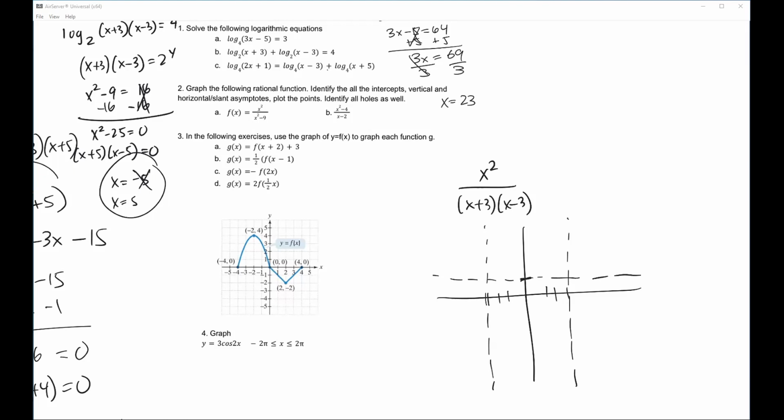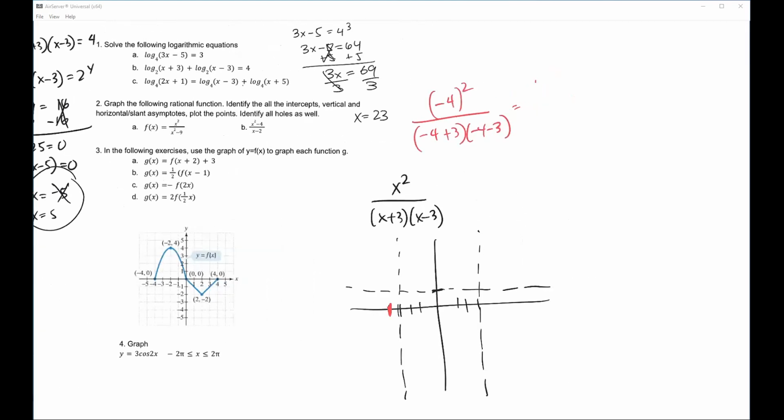So plug in like negative 4, right? So it would be negative 4 squared over negative 4 plus 3, negative 4 minus 3. So that would be what? 16 over negative 1 times negative 7, which will equal what? 16 over 7, right? So it's going to be up in this area right here. So it's going to be something like this here.